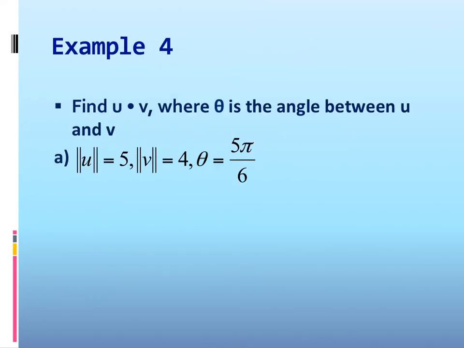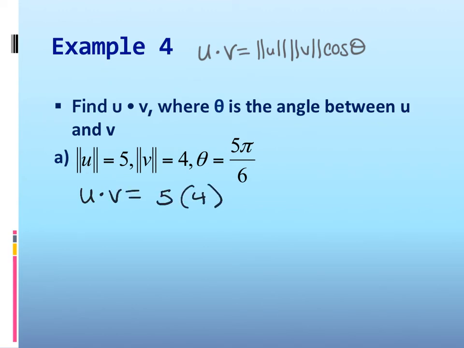So this says find u dot v, where theta is the angle between u and v. So again, we just said u dot v is equal to the magnitude of u times the magnitude of v times the cosine of theta. So u dot v would equal the magnitude of u, which is 5, the magnitude of v, which is 4, times the cosine of 5 pi over 6.